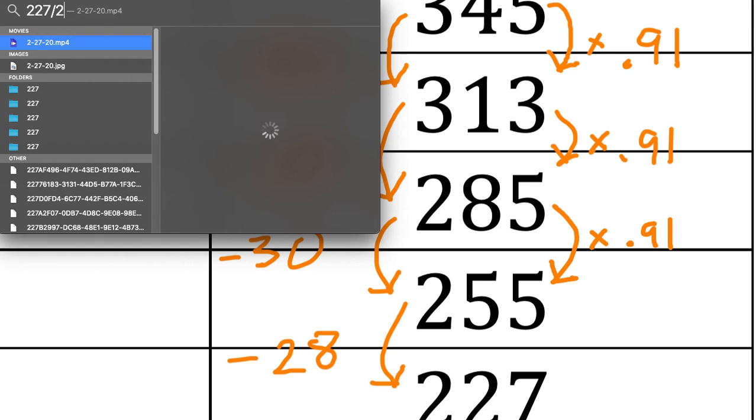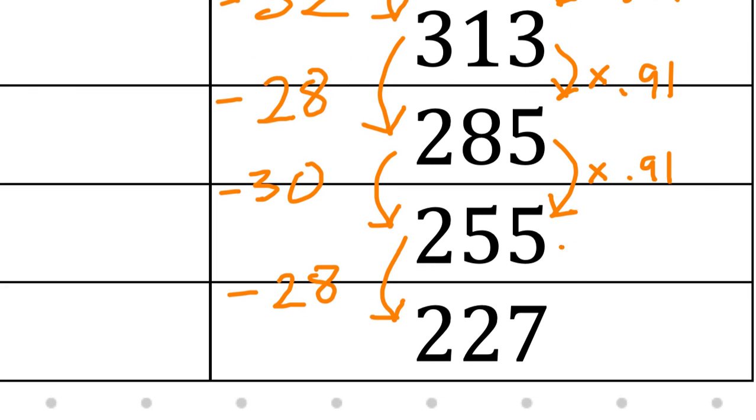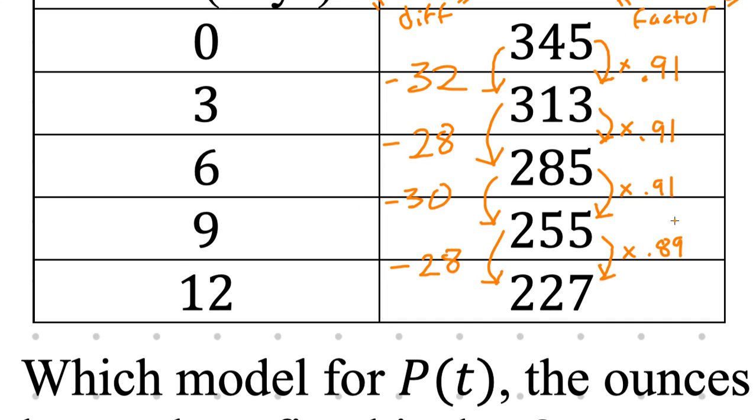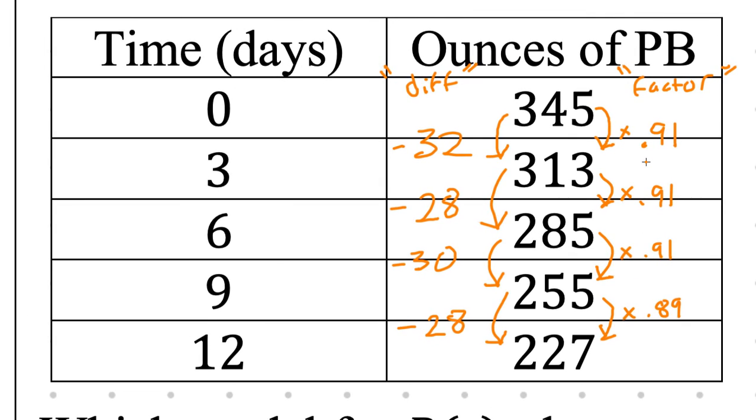And then 227 divided by 255, that's 0.89. Still really close. And that is because I have made this problem. Khan Academy, they're never that close. I apologize. I would say you could model this one either way because they're so close to one another. To me, it looks a little bit more exponential than it does linear.